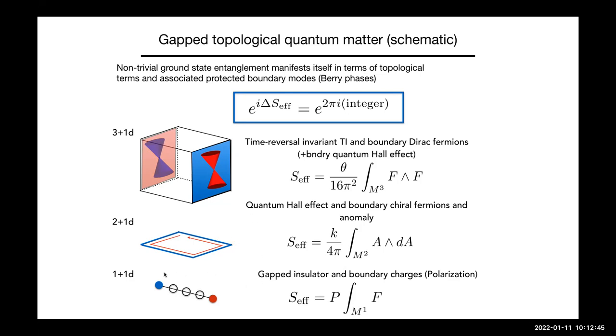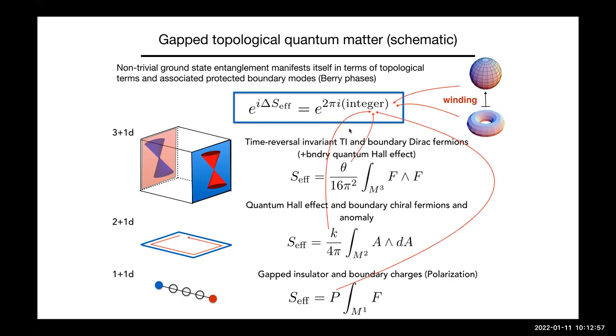And then if you go to 1+1D, you would have kind of exotic edge modes, which are determined by polarization. And all of these arise in the same fashion, that there's some suitable topological term which you then can have in the low energy effective theory.